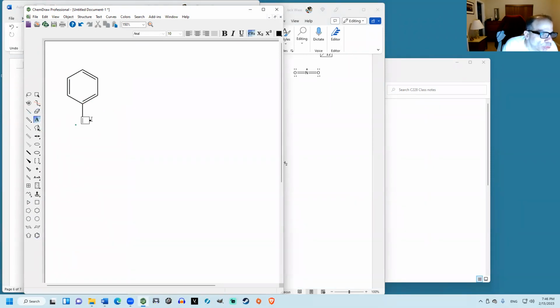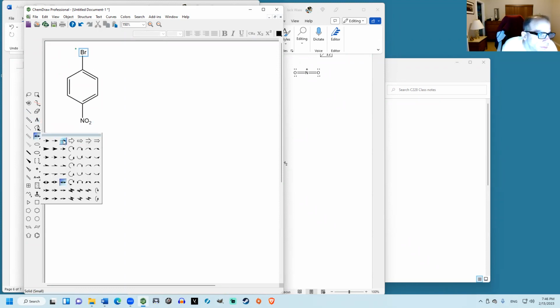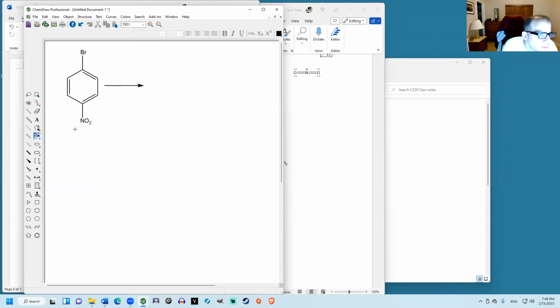So let's go ahead and put a nitro group on. Now we know it's going to go by the normal non-benzyne mechanism. And if we put a leaving group up here, and we treated this, let's say, with sodium ethoxide and ethanol, you would expect to get the ethoxy substituted compound.